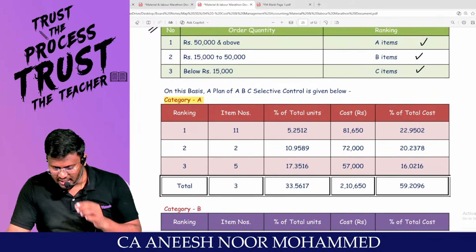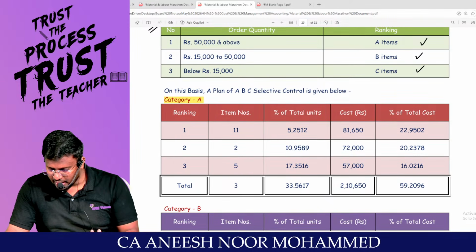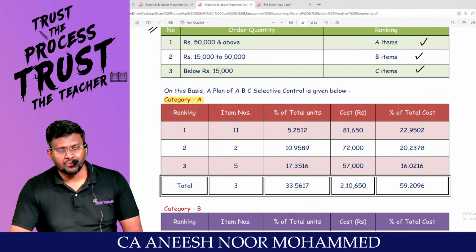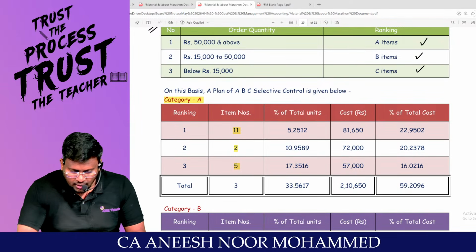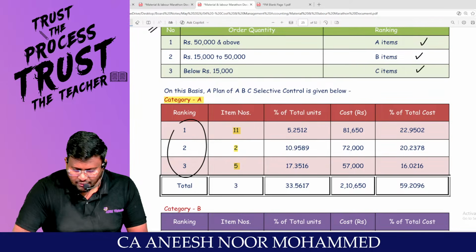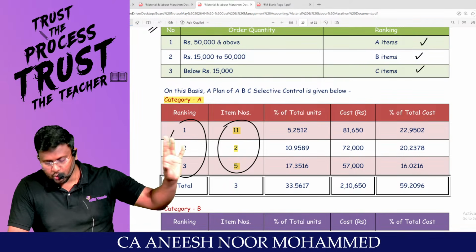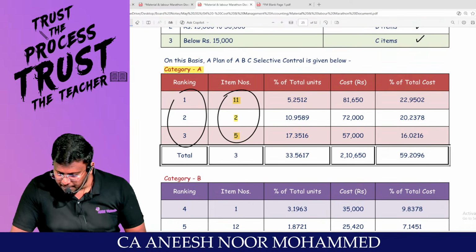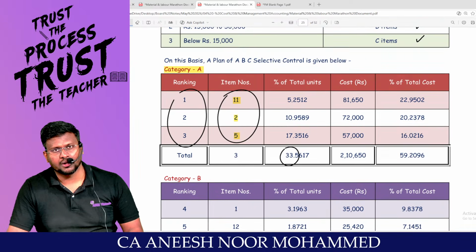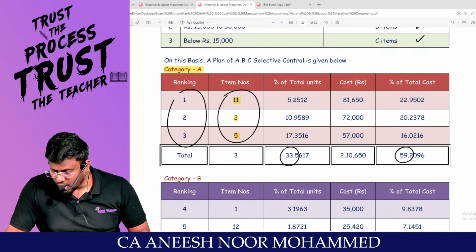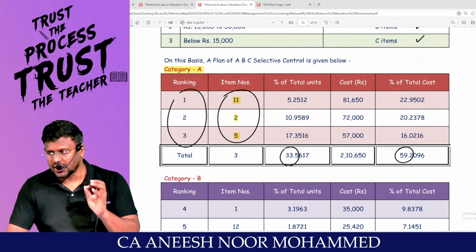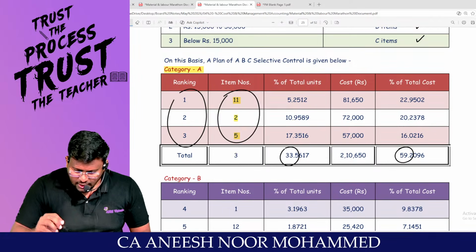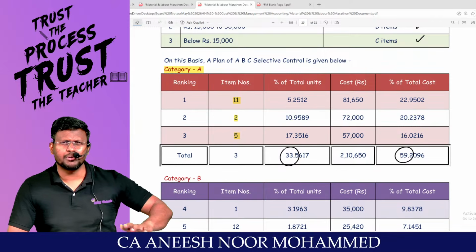What is the speciality of category A? In category A, if you see now, only 10% of the items will be there. So item number 11, 12 and 5 will be rank number 1, 2, 3. I've ranked here. These 3 items only I'm going to take care of. If you see, in the total number of units, it comprises 33%, whereas in the cost, it comprises 60% because up to 70% I will park. Only value is important. Why have you not included another item? It will cross beyond 70%.